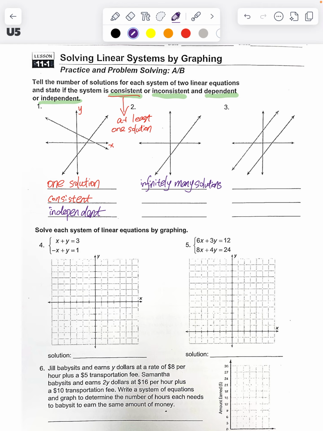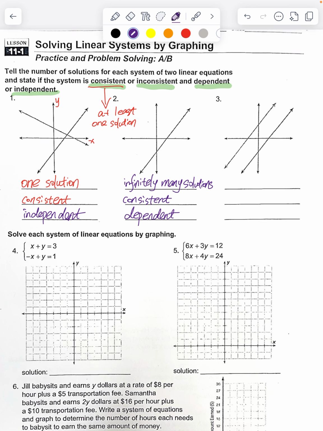And so it is consistent. That means at least one solution, right? Consistent. But they are not independent. They are dependent. They lie on each other. They overlap each other. They depend on each other. So they're dependent.